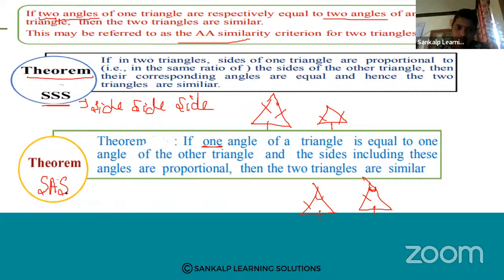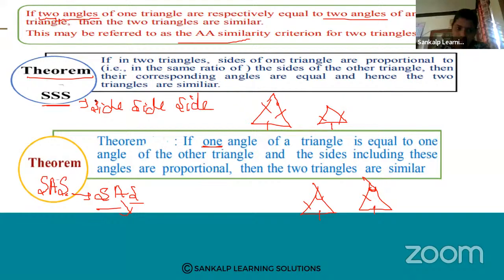Therefore, it is called the SAS property. Why? Because two sides are in proportion and one angle is equal. Here, if three sides are proportional, then three angles are equal. But here one angle is equal and the corresponding sides are in the same ratio. Therefore, we can call it the SAS property. This is one of the criteria of similar triangles, so this is also very, very important.